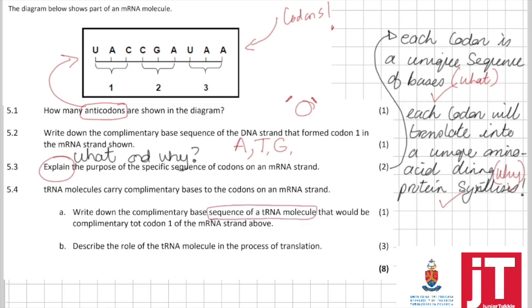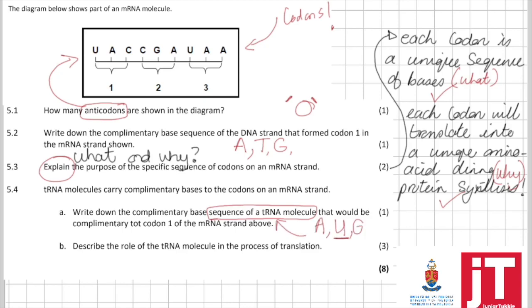Right. Now we've got question 5.4a. It says tRNA molecules carry complementary bases to the codons on an mRNA strand. Write down the complementary base sequence of the tRNA molecule. So we had a similar question before when we were looking at the complementary sequence on the DNA strand. Now we're going to the tRNA molecule. Now we're going to work it forward.